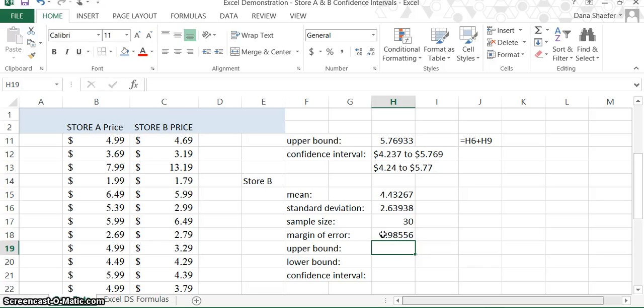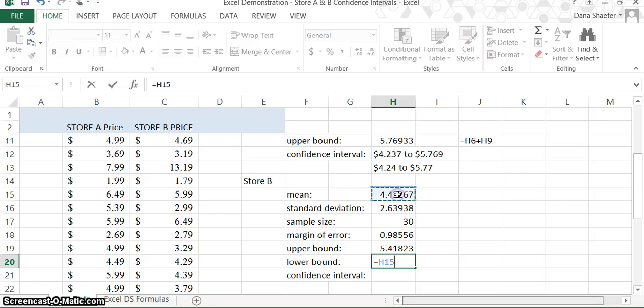Now the upper bound is going to be equals, well, for some reason I typed upper bound first. So let's do the mean, and we're going to add the margin of error to it. And then the lower bound, we're going to take the value and we're going to subtract the margin of error from it.